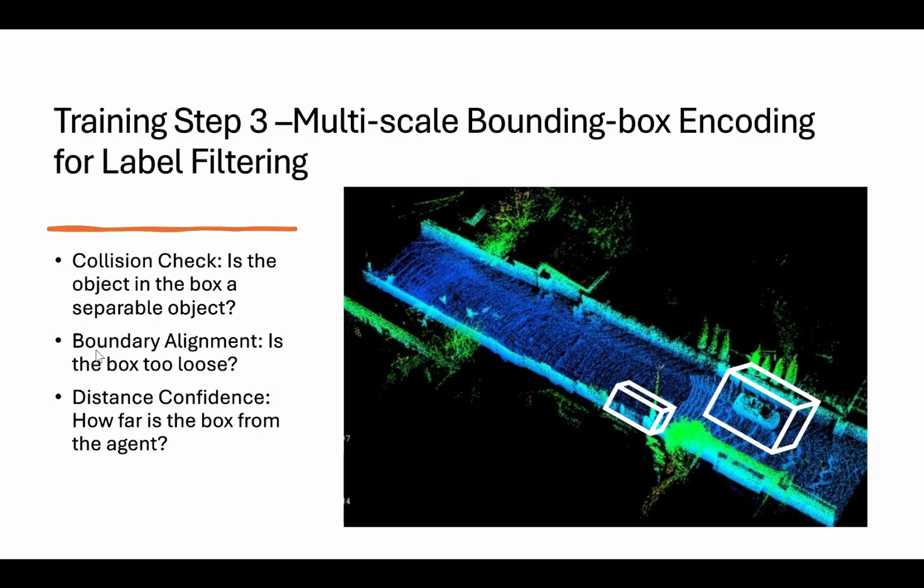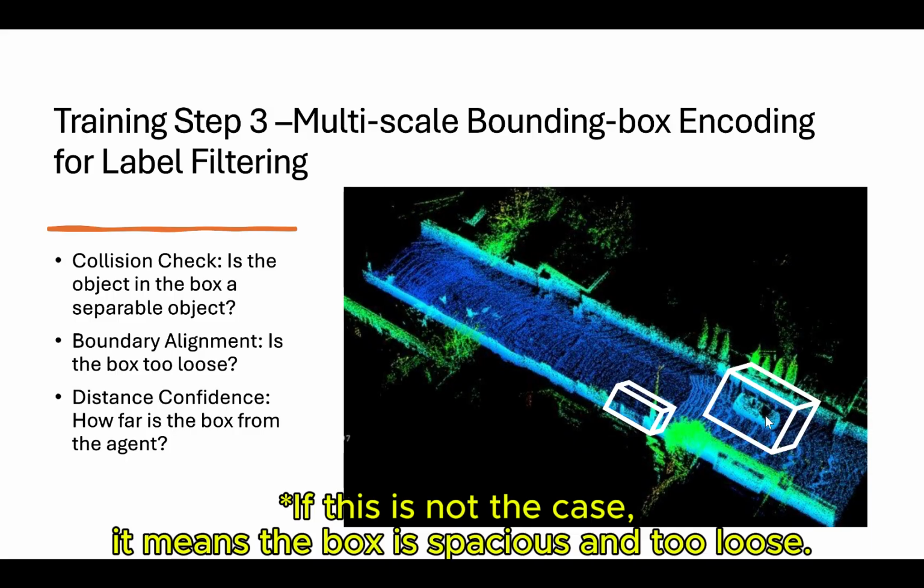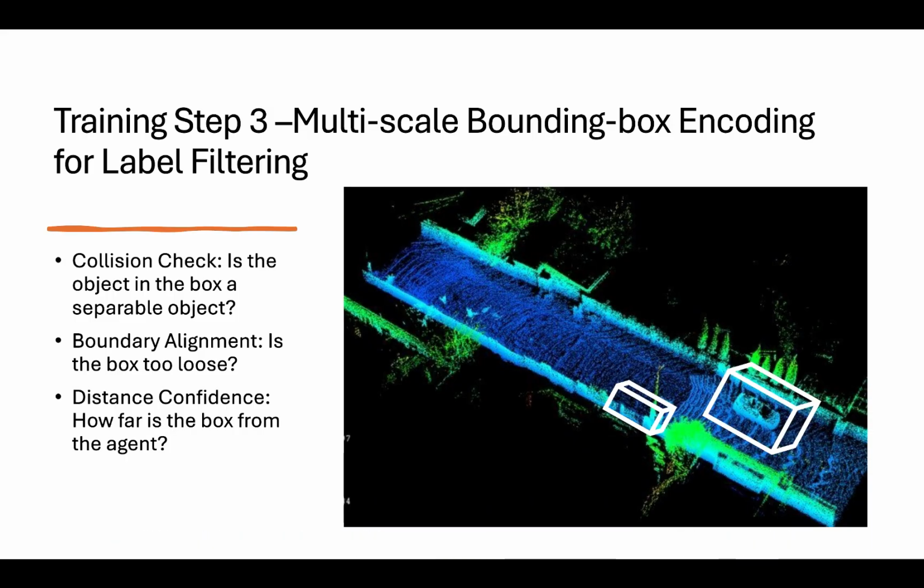The second method is boundary alignment. Is the box too loose? So let's take a look at the right box here. It indeed includes a car, but it's too large. So what we do is we make the box slightly smaller and see if there are points originally inside the box being excluded. If that is the case, it means there is a lot of space, so the box is too loose. This is also a bad prediction.